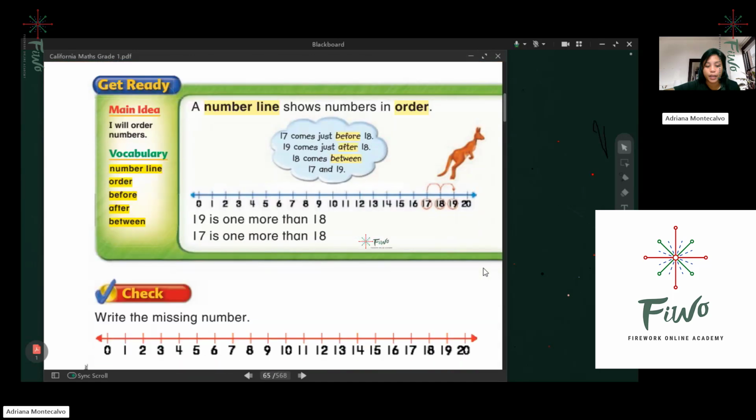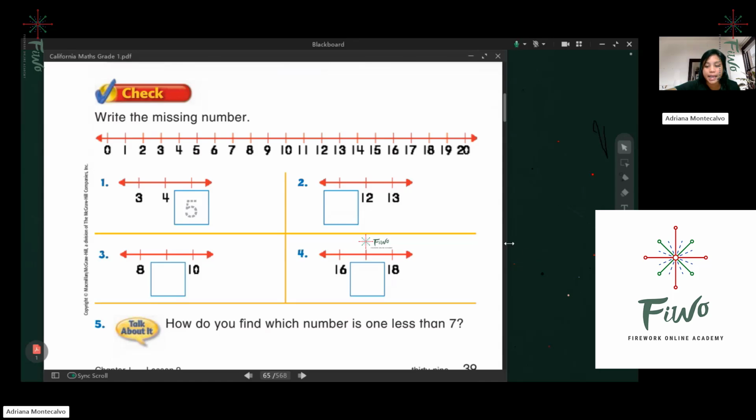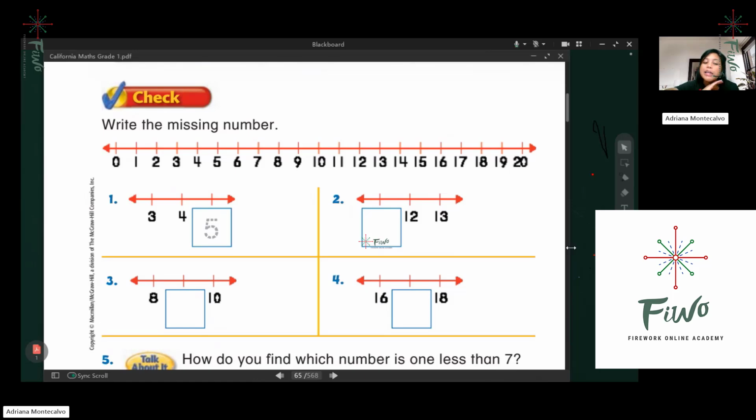Yes. Okay, so let's start answering this part over here, Kong. It says, write the missing number. Number 1, Kong, for example, what's the missing number in number 1? Write the missing number. 5. 5, okay. Wait a minute, I'm gonna make it bigger.